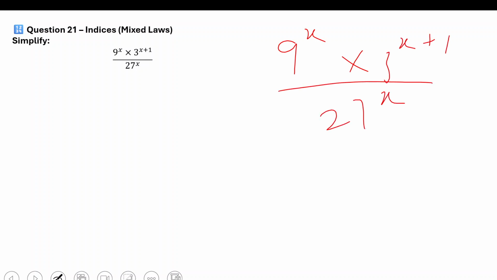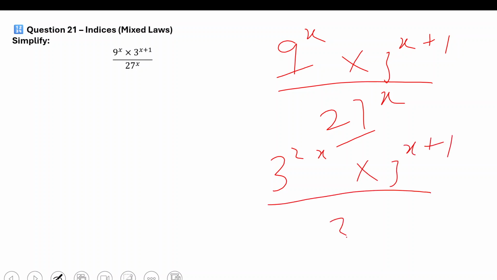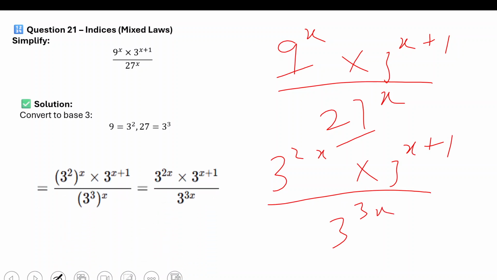Okay, so this is simplification of indices. Again, if you check, this is 9 raised to the power x times 3 to the power x plus 1, all over 27 raised to the power x. All this can be expressed in base 3. So I have 3 raised to the power 2 for 9, to the x, times 3 raised to the power x plus 1. And 27 is 3 raised to the power 3, then x. We'll see it here. So by the time you put everything, you have this, this, this. They are the same base 3, 3, 3.